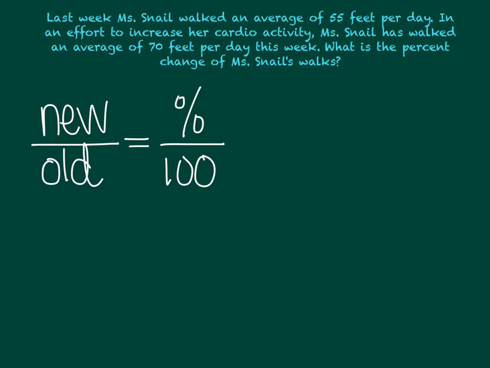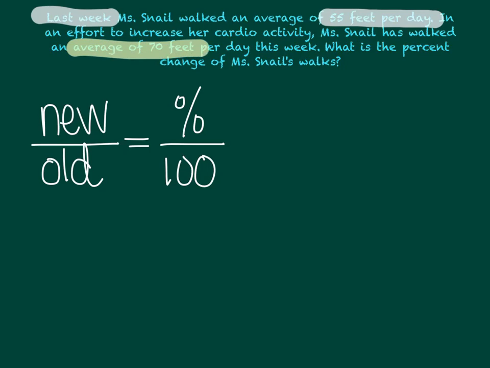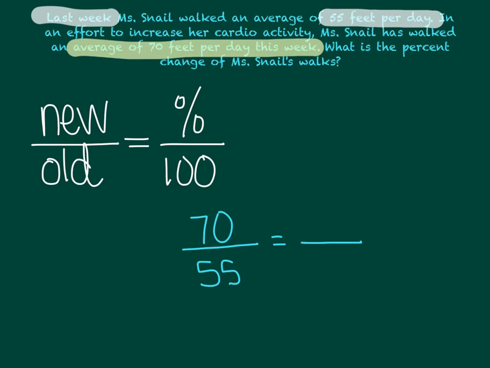So if I take a look here, I can think about that I have 55 feet per day from last week. So that's going to be my old information. And I have an average of 70 feet per day this week. So that's going to fall into my new information. So if I go ahead and take a moment to set this up, I see that last week I was at 55 feet per day, and this week I'm at 70 feet per day. And what I'm looking for is the percent change. So my percent is what I don't know, and I'm going to be solving for that value.